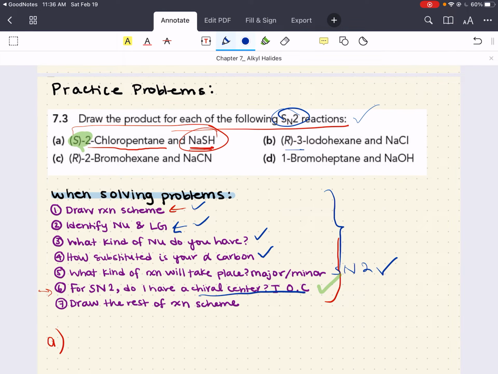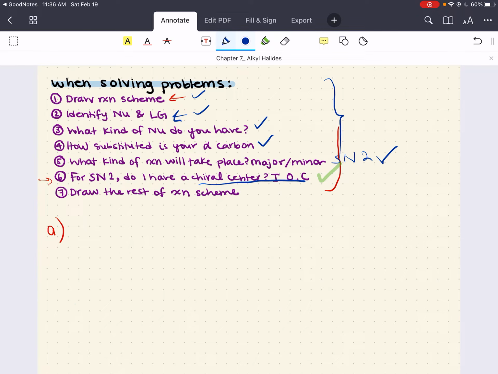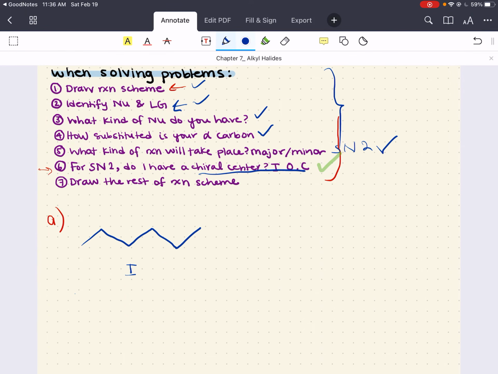B says we have R-3-iodohexane. Beautiful. Let's draw hexane: 1, 2, 3, 4, 5, 6. At position 3, we have iodine, and it's R. So to get R, we'll need a wedge.